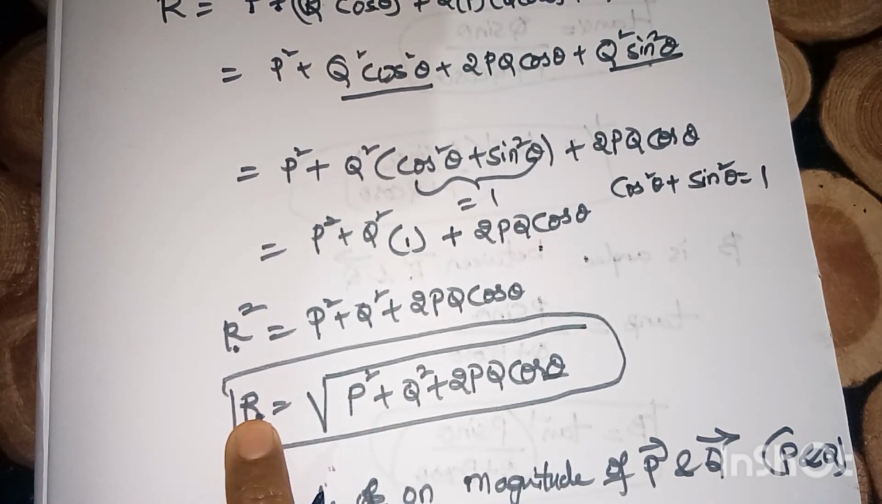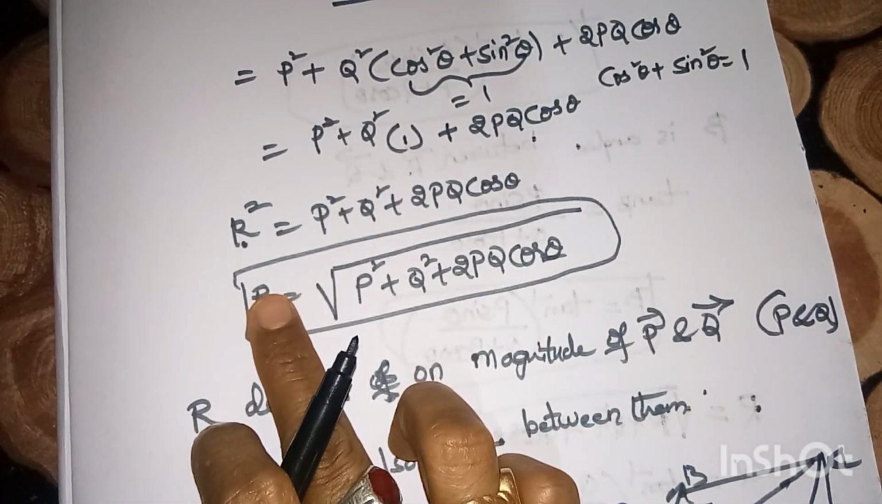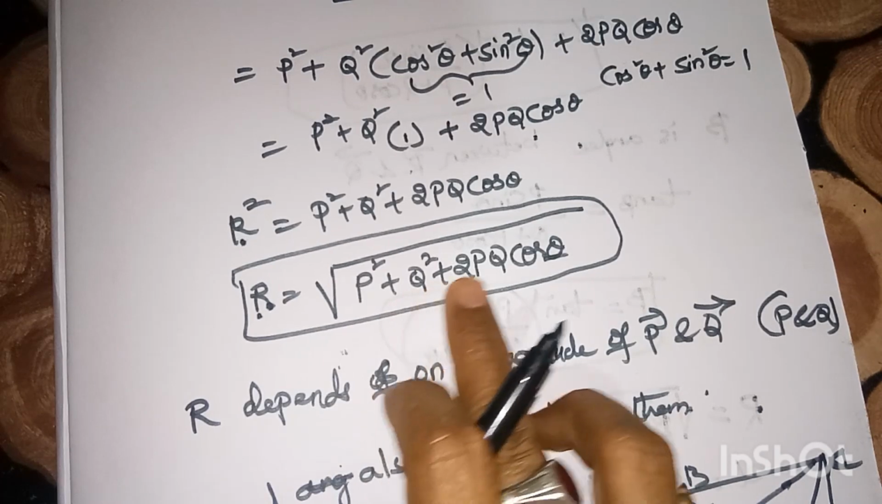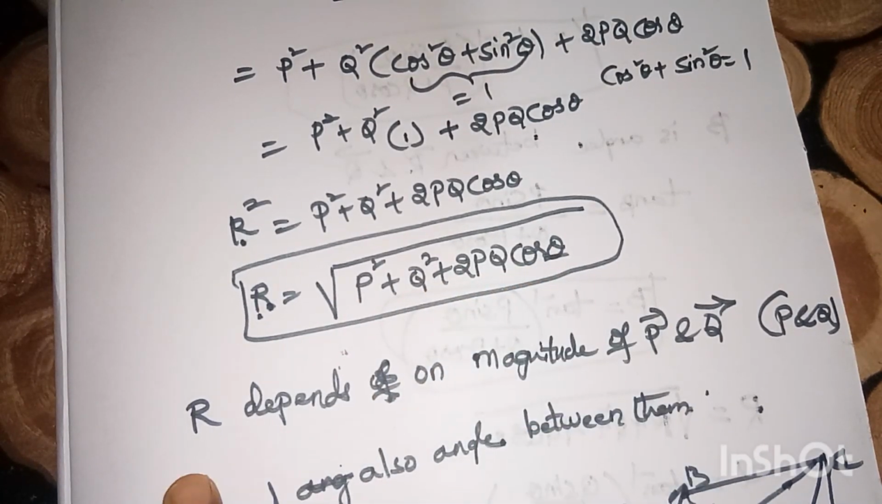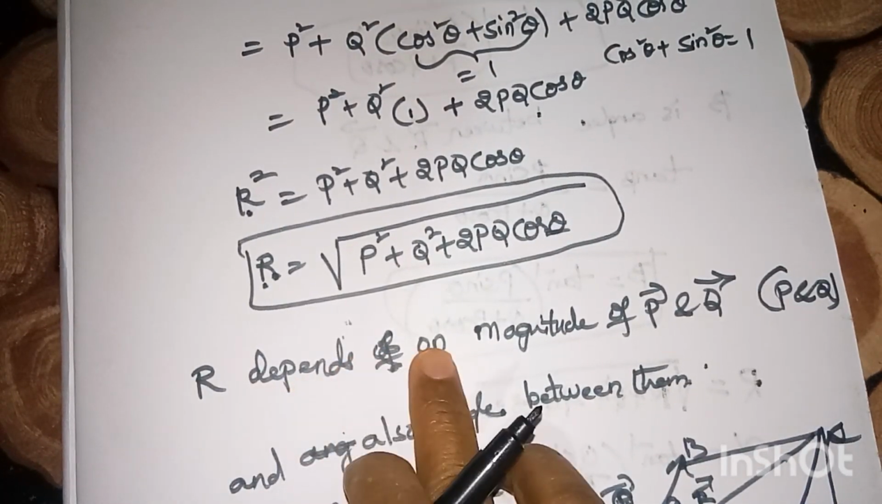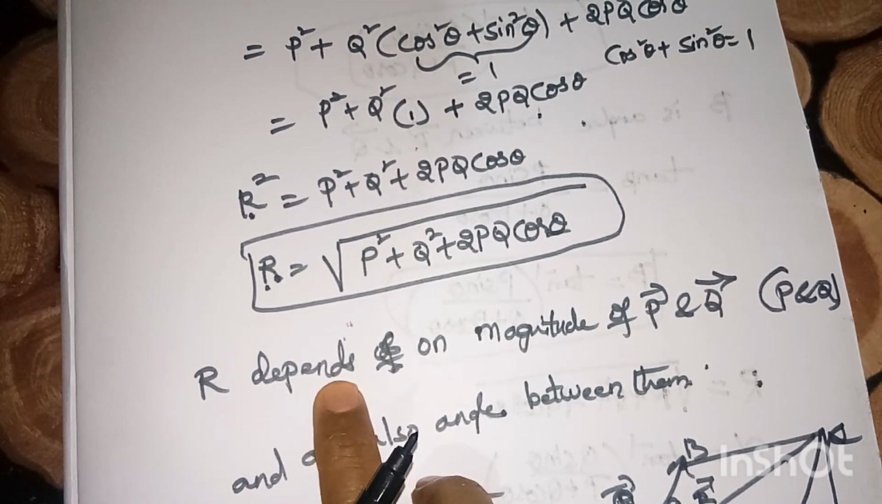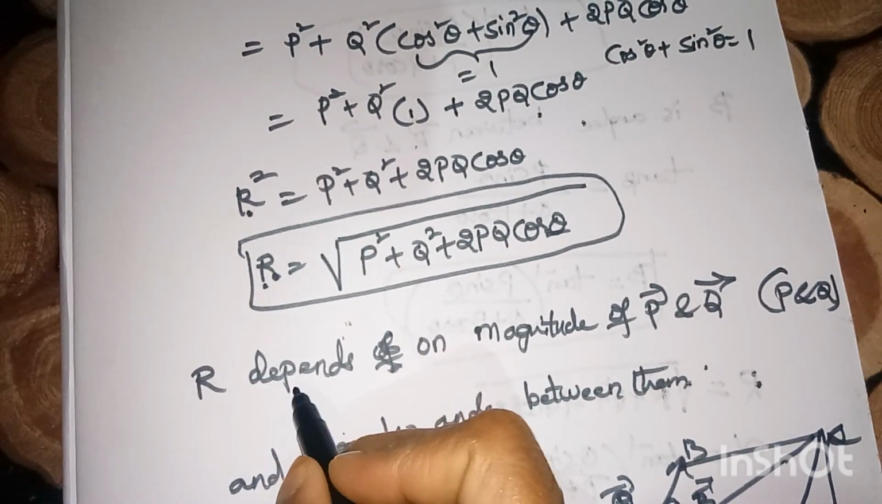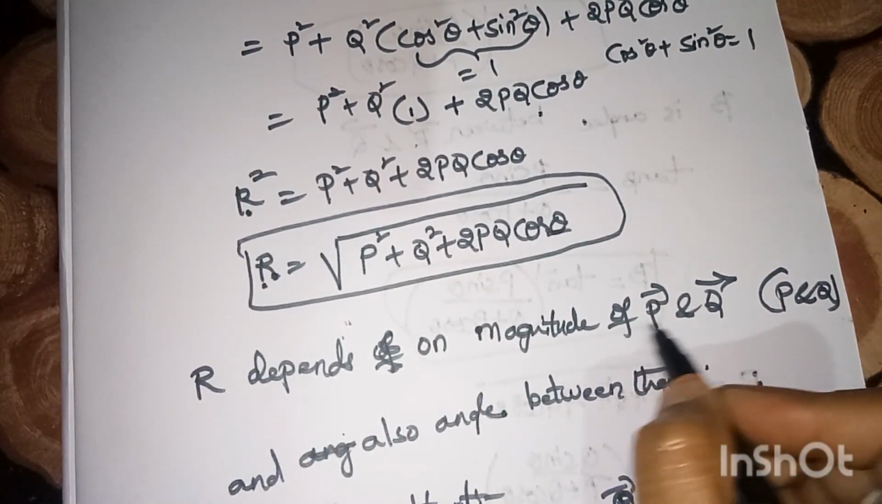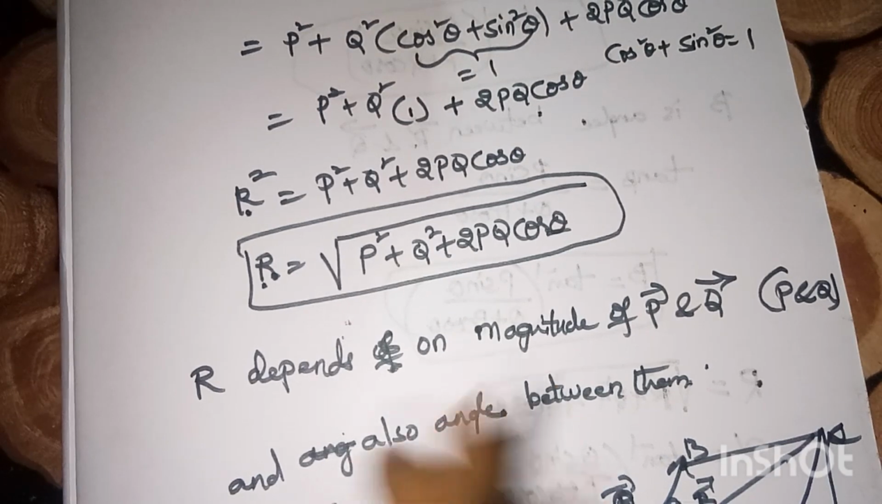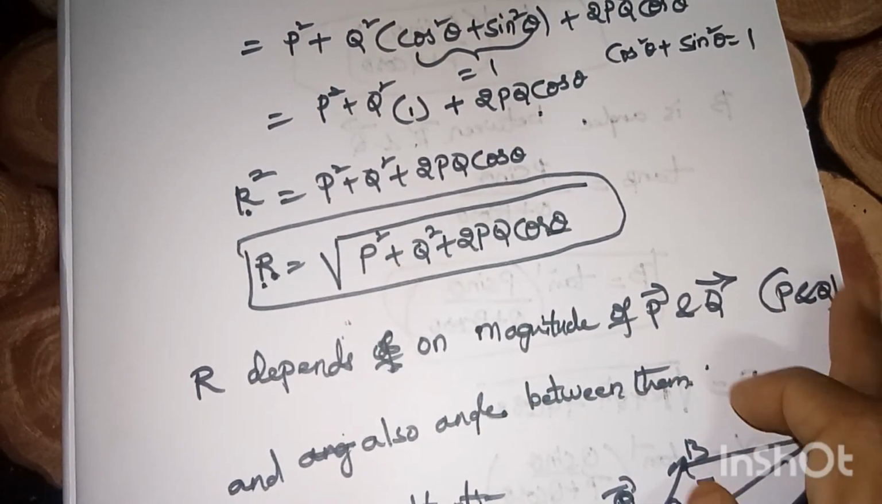So this is the magnitude of resultant. The magnitude of resultant is R equals under root P square plus Q square plus 2PQ cos theta. So R means resultant, the magnitude of resultant, and it depends on the magnitude of P bar and Q bar, which means P and Q.